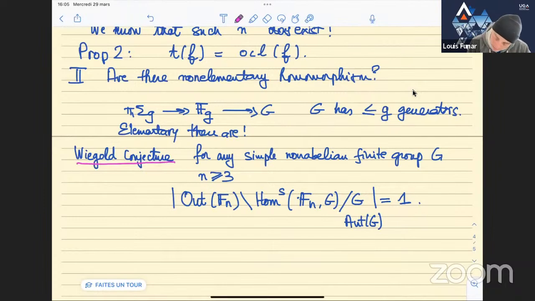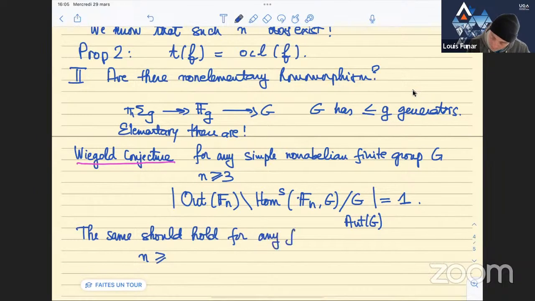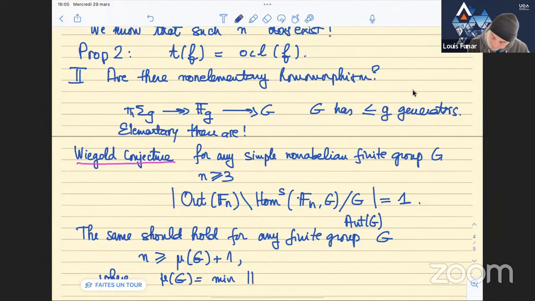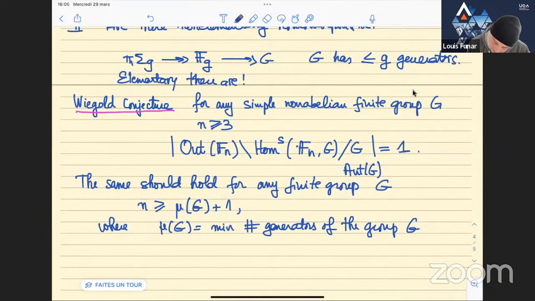here. And more generally, there are people who stated in an optimistic way the same should actually hold for any finite group G, and N bigger or equal than nu of G plus 1, where nu of G is the minimal number of generators of the group G. This is a more generalized statement because recall that if G is simple non-abelian, it is 2 generated.